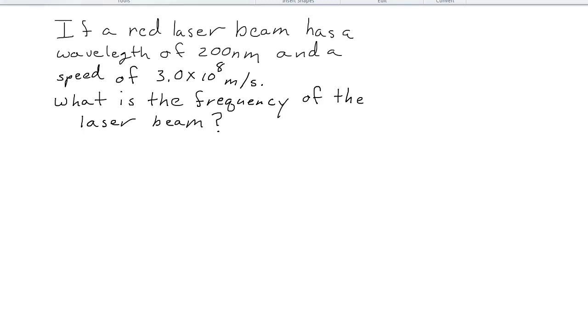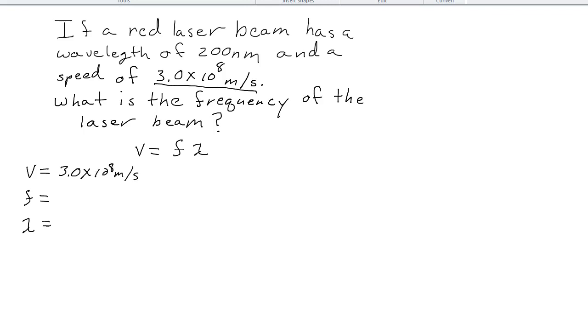So I want to use the wave equation we learned, which is that the velocity of the wave is equal to frequency times wavelength. So I know that I'm going to need to collect information regarding the velocity of the wave, the frequency of the wave, and the wavelength of the wave. So I know that the speed of this wave is 3.0 times 10 to the 8th meters per second.